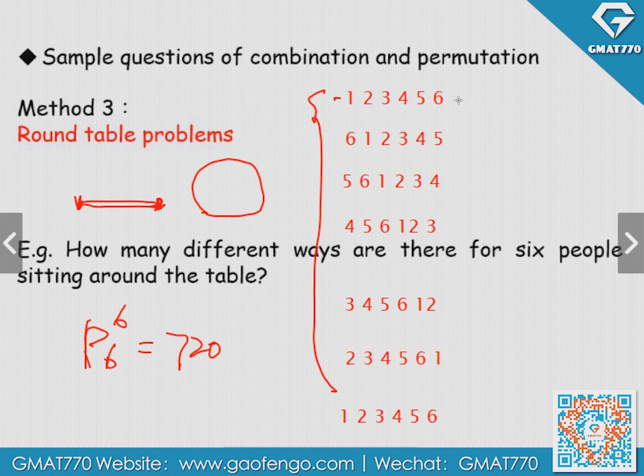the starting point and ending point of each line end to end to form a circle, you can see that they are actually the same for a circle. So every 6 different sequences in a line can form one sequence in a circle. So how many different sequences in a line? It is P66. So how many different sequences can be formed for 6 people sitting around the table? You can just divide it by 6 to get the answer to this question, which is 120.